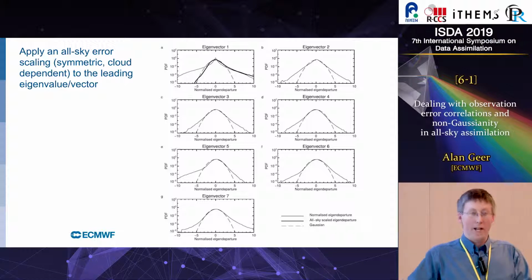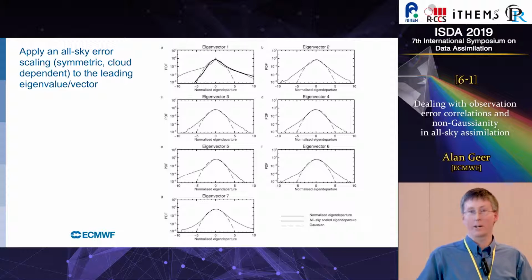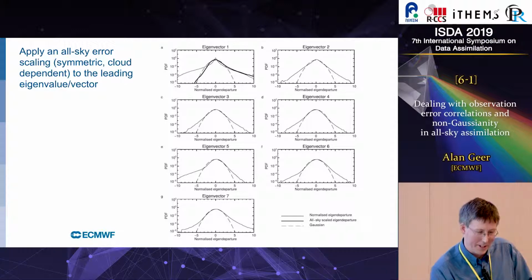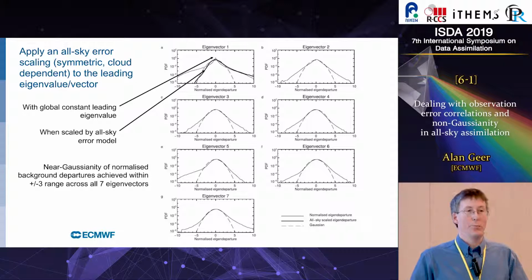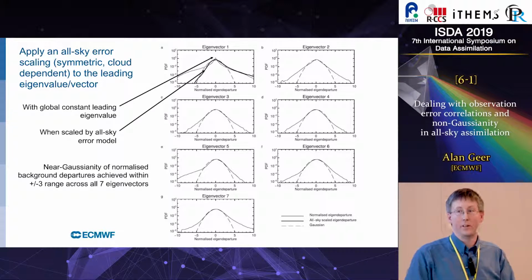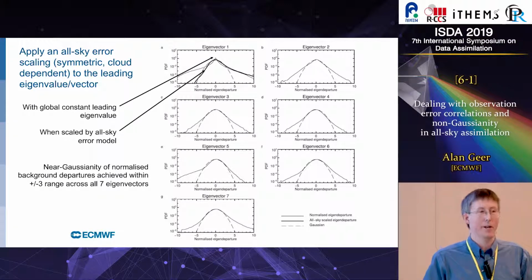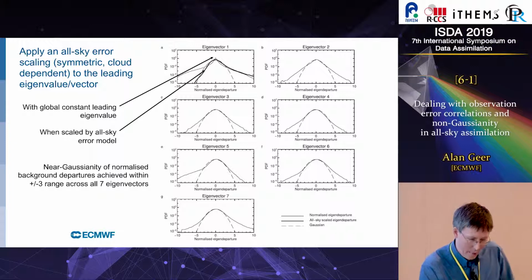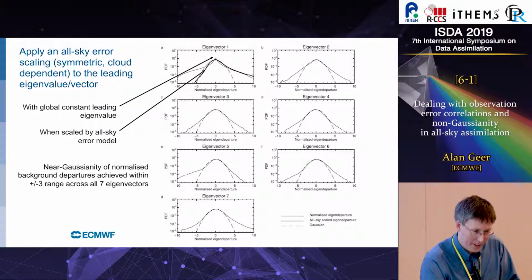You've still got Gaussian PDFs through all of the trailing eigenvectors. As I said, they're pretty much the same in clear sky and all sky. They seem quite Gaussian. But it's the leading eigenvector that's projecting the cloud signal that's not Gaussian. That's the thin line. And the thick line is what we do if we just do an absolutely standard all-sky error model with situation dependence. But we apply it to the leading eigenvalue rather than the observation error variance. And that gets us a lot more Gaussian.